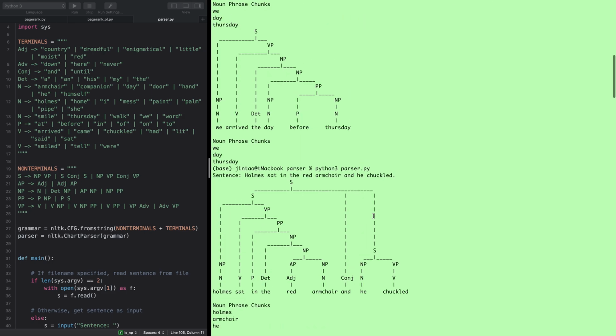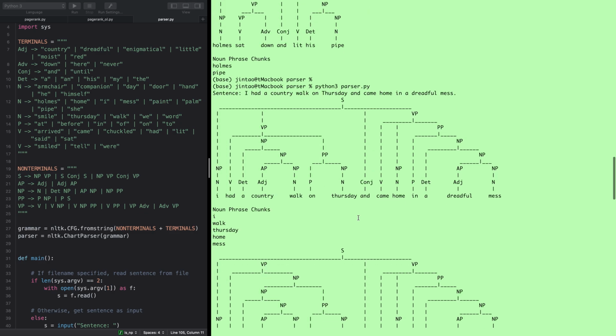So here we can see this has multiple explanations. Let's try to read and understand this sentence. I had a country walk on Thursday and came home in a dreadful mess. The reason why in this case we have multiple explanations from the computer is because there are too many long phrases in this sentence, and the describing word or the adjunct came in later. It's not easy for a computer or even for a human to recognize which one is describing which one.